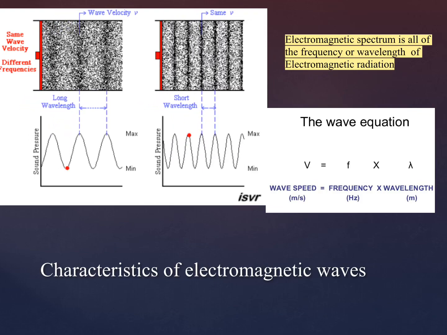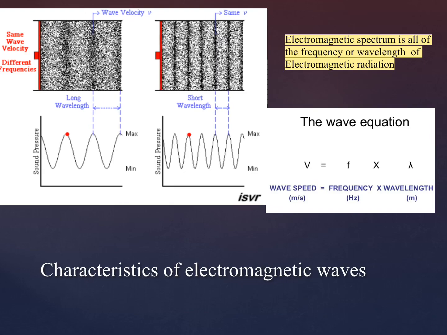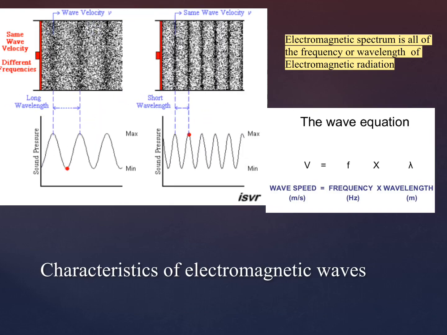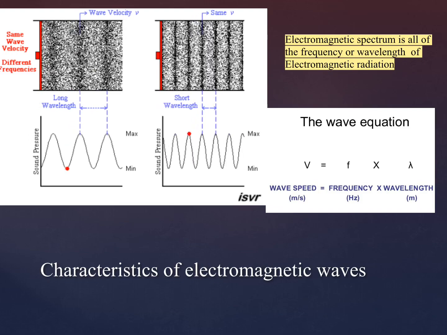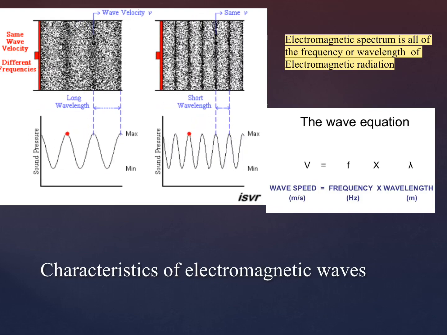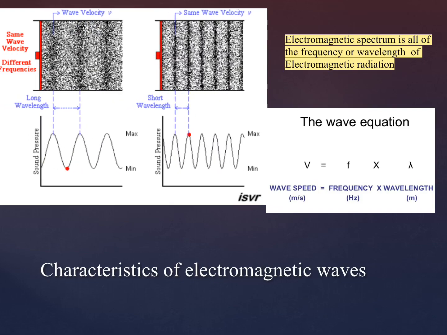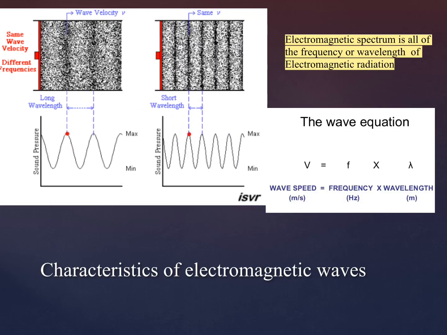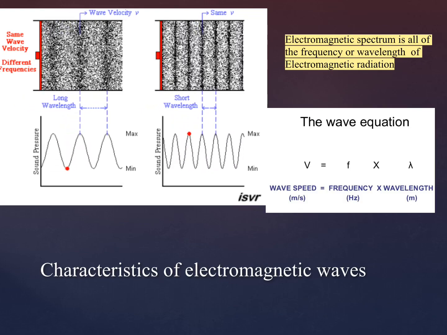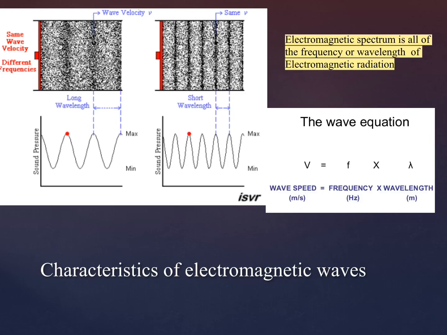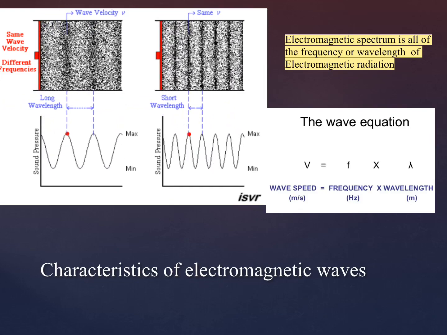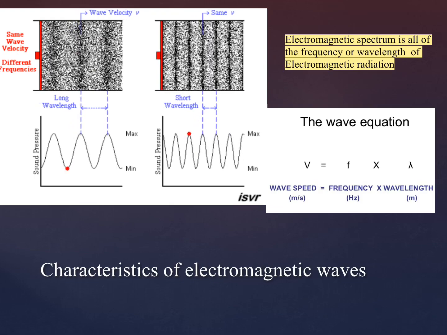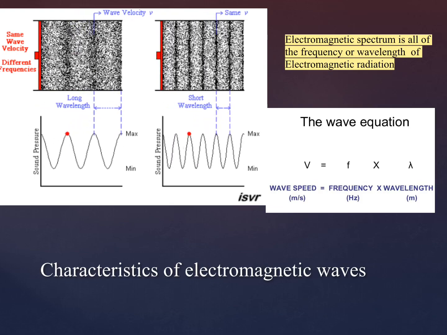Let's talk about the characteristics of electromagnetic waves. The first one: all electromagnetic waves travel at the same speed in a vacuum, which is 300,000 kilometers per second. Could this be possible? Yes. This is because of the relationship between the speed of a wave and its frequency. Basically, the speed of a wave equals the wavelength multiplied by the frequency.